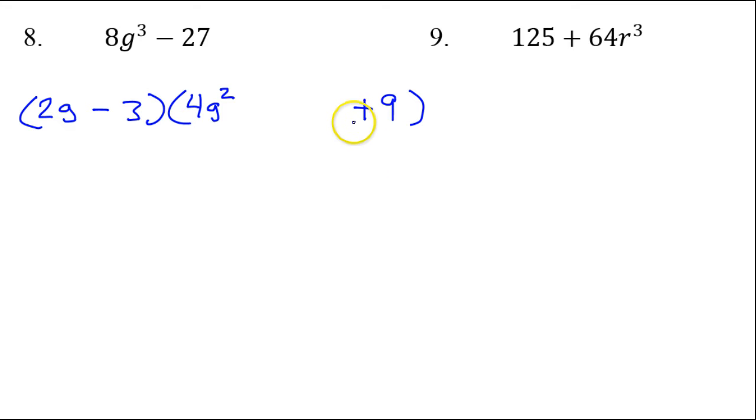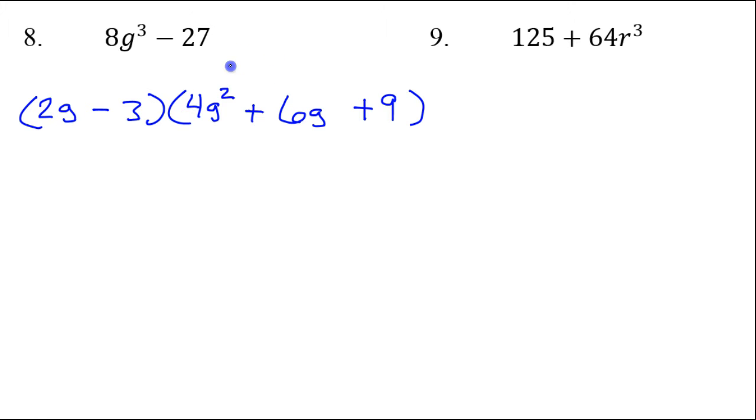So that's the beginning and end. Now the middle term comes from multiplying these together. So if I do 2g times 3, that's going to be 6g. However, it'll be the opposite sign of this. So if this is negative, then this will be positive. If this had been positive, then this would simply be negative.